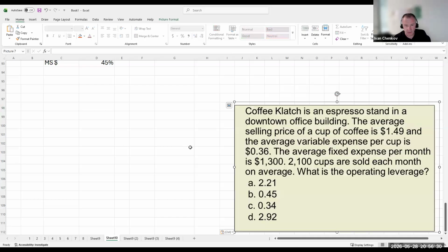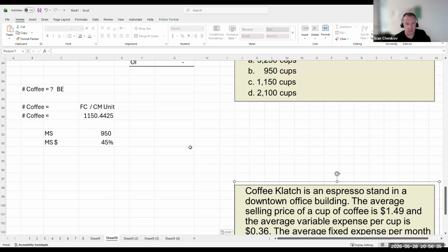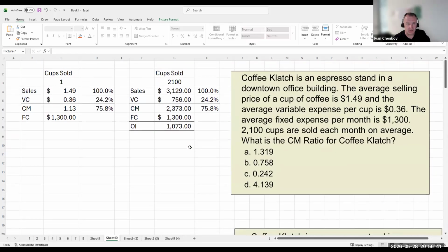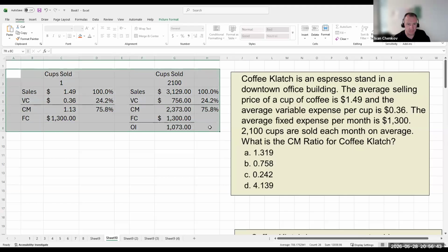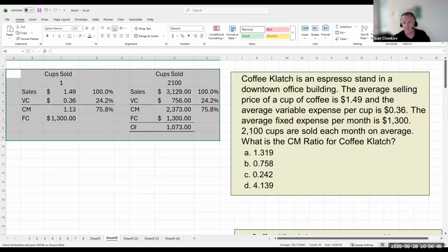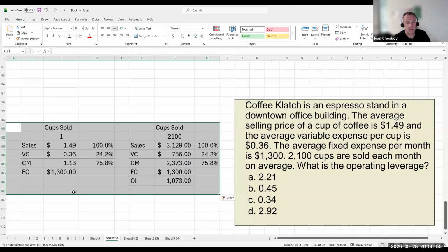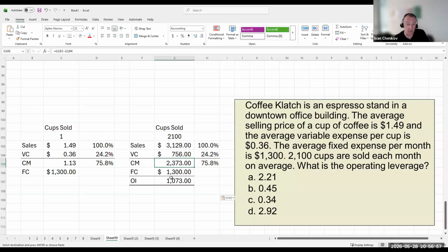This is where I am. Now for the operating leverage, what I need is the original calculation that we did at the very beginning, which is right here. Once I have it, I can go all the way down right here, paste it, and now work with this one. Why do I need this? Because I need my contribution margin at the current situation. When I'm selling 2,100 units, my contribution margin is 2,373. My operating income is 1,073.